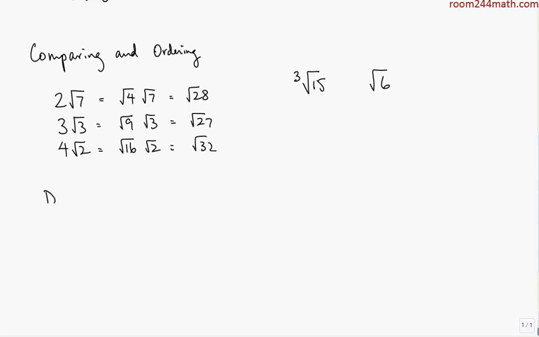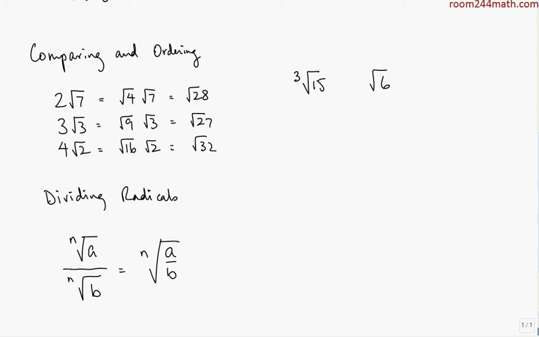Alright, multiplying and dividing. We've seen multiplying, so what about dividing? Dividing radicals is similarly easy. If you have the nth root of a and you divide that by the nth root of b, you can write that as the nth root of a over b. And we can use this rule going both ways.